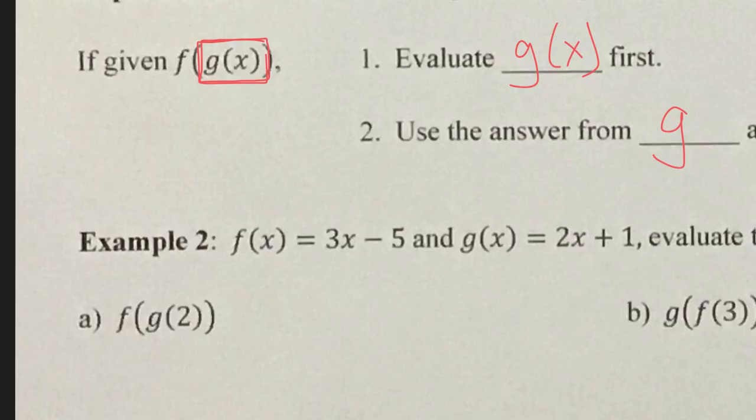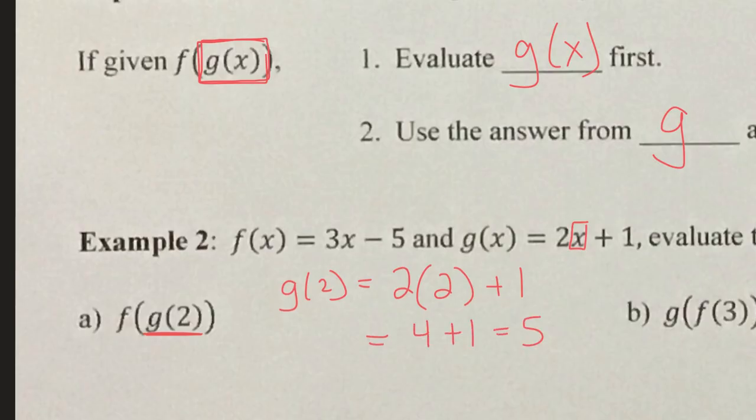So first we evaluate g of 2. Okay, so what is g of 2? That means we're plugging 2 into our g function, right? We're replacing x with 2. So 2 times 2 is 4. 4 plus 1 is 5. So g of 2 is 5.